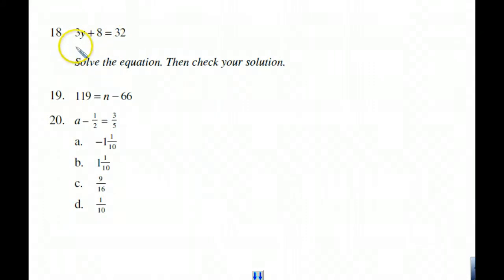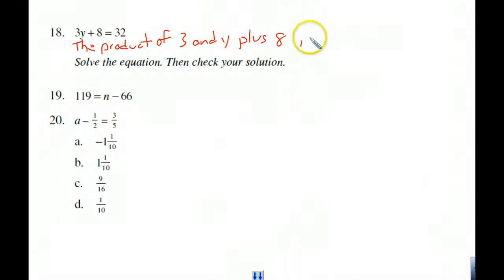So we can say, how about this? The product of 3 and y plus 8 is 32. That'd be one correct answer.